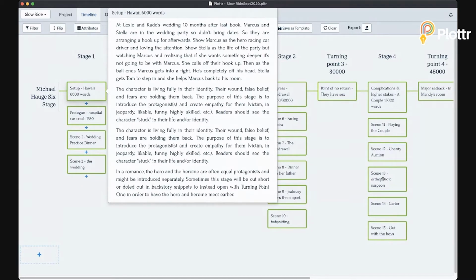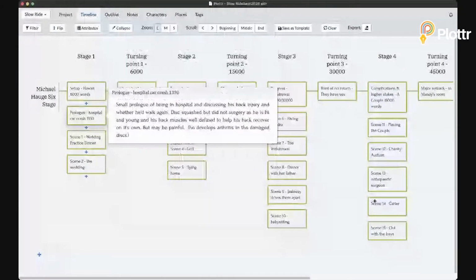So what you can see I've done is I've said, well, the setup's got to be 6,000 words, and I've based it in Hawaii. So in that box, I always put where they are and how many words it is. And then I just go plus underneath, and I create a scene, and then the next scene, and then the next scene, knowing that that can't be more than about 6,000 words. So you've got to work out how you move your story forward in the best way within 6,000 words.